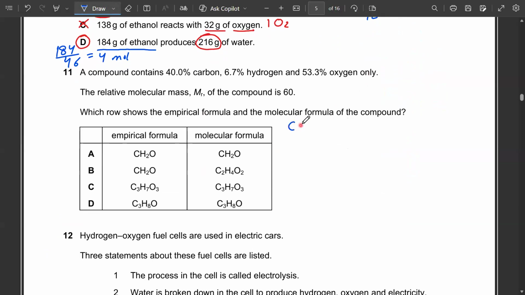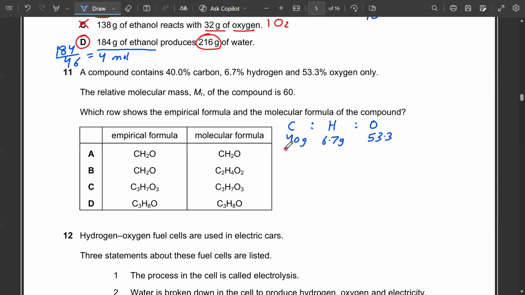First of all, you need to convert these masses into their respective moles, because percentage also means the mass. So carbon ratio, hydrogen ratio, oxygen. The carbon mass in the question is 40%. That means 40 gram. Hydrogen mass is 6.7%, which means 6.7 gram, and oxygen mass is 53.3.